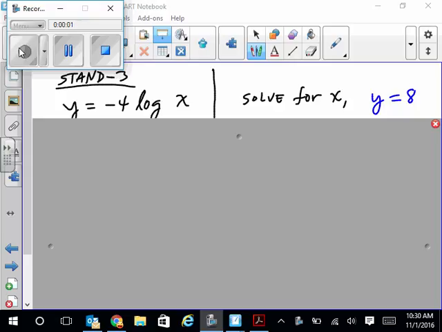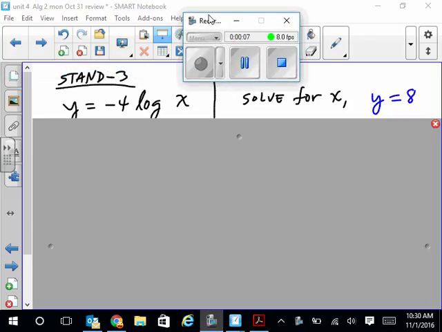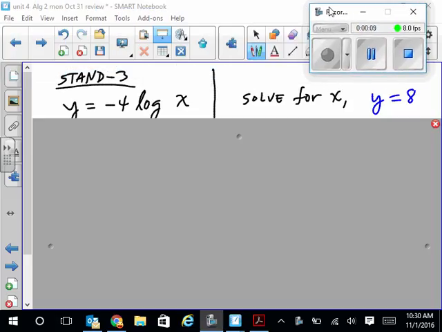You have to get rid of that 4, the number that's in front of the log. So there it is. Step 1, plug in the 8. Step 2, divide the 4 out so that you're just left with the log. Once you have that, now you have to change from log form to exponential.